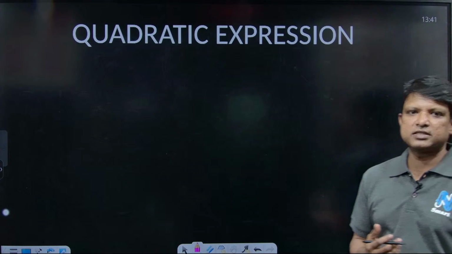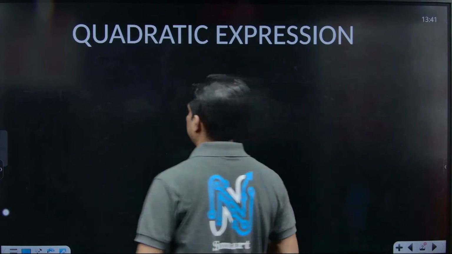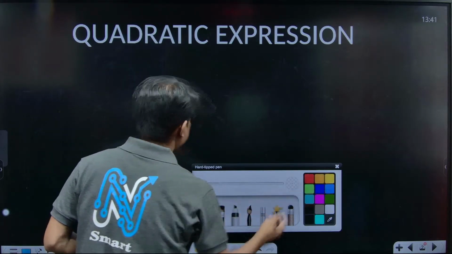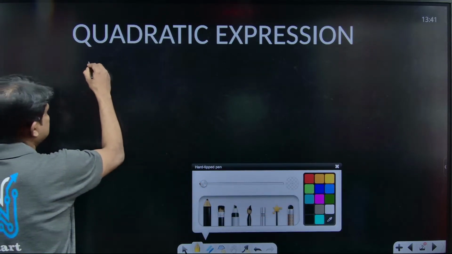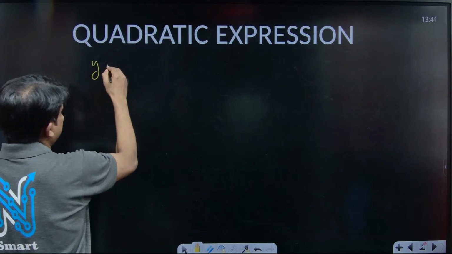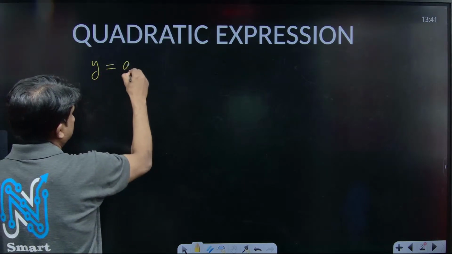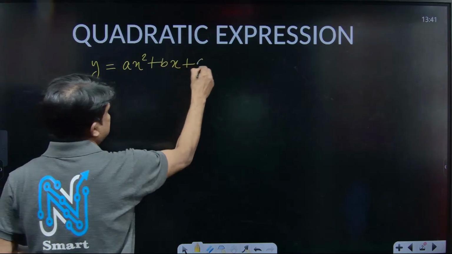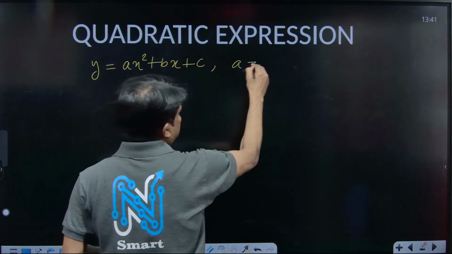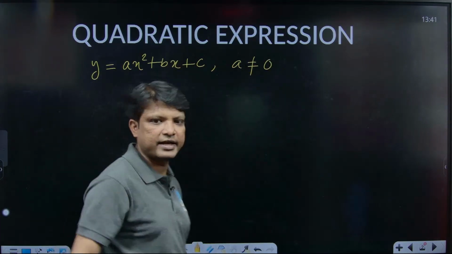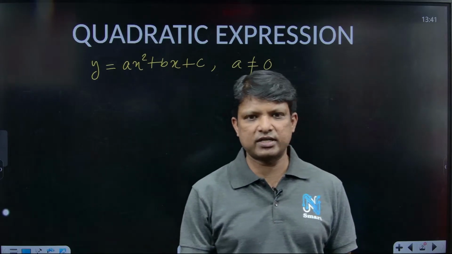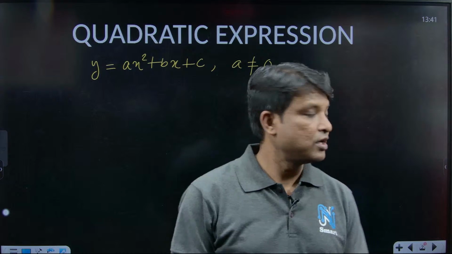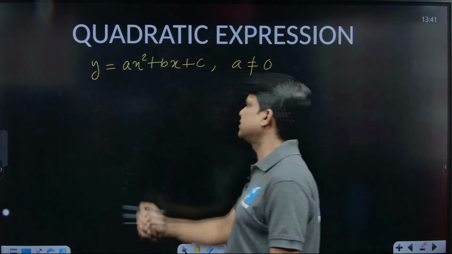A quadratic expression is the graph of a parabolic form. The parabola is an expression of the form y equal to ax square plus bx plus c, where, as we learned last class, a is not equal to 0. Then this is a quadratic equation because, being of degree 2, it has exactly 2 roots, but this is not an equation, this is an expression.